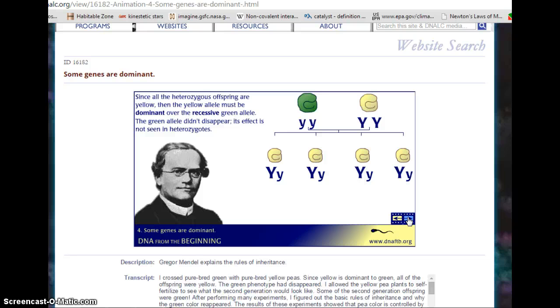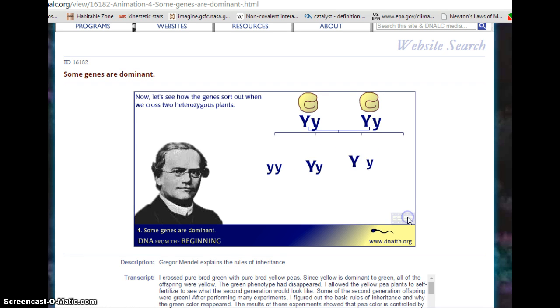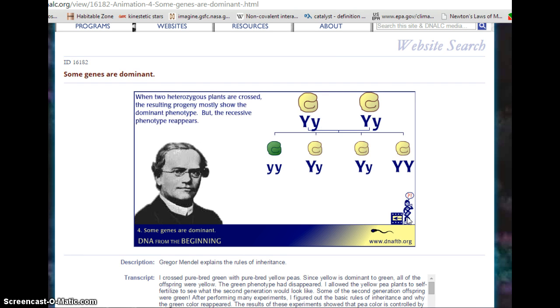The green allele didn't disappear. Its effect is not seen in a heterozygote. Peas are yellow when they have either 2 yellow alleles or 1 yellow allele and 1 green allele. Green peas must have 2 copies of the recessive green allele. Now, let's see how they sort when we cross 2 heterozygotes. When 2 heterozygous plants are crossed, the resulting progeny mostly show the dominant phenotype, but the recessive phenotype reappears.